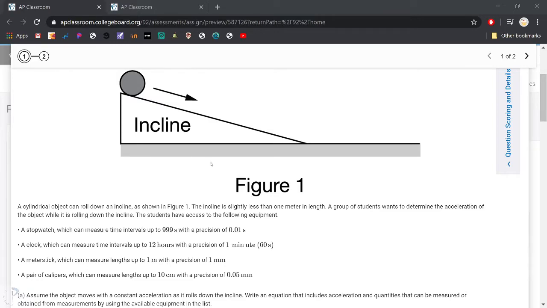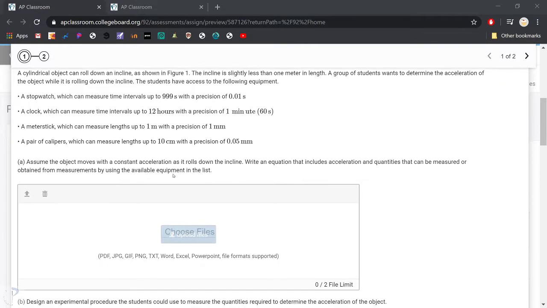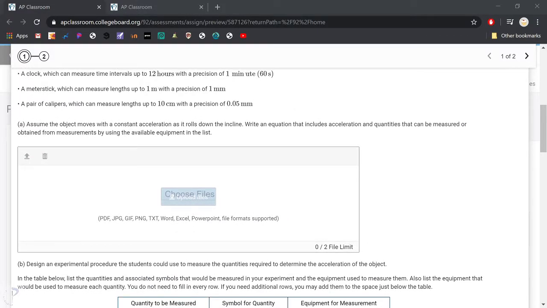Well, let us get to the question. It says, assume the object moves with a constant acceleration as it rolls down the incline. Write an equation that includes acceleration and quantities that can be measured or obtained from measurements by using the available equipment in the list. So basically, which kinematics equation can you use?